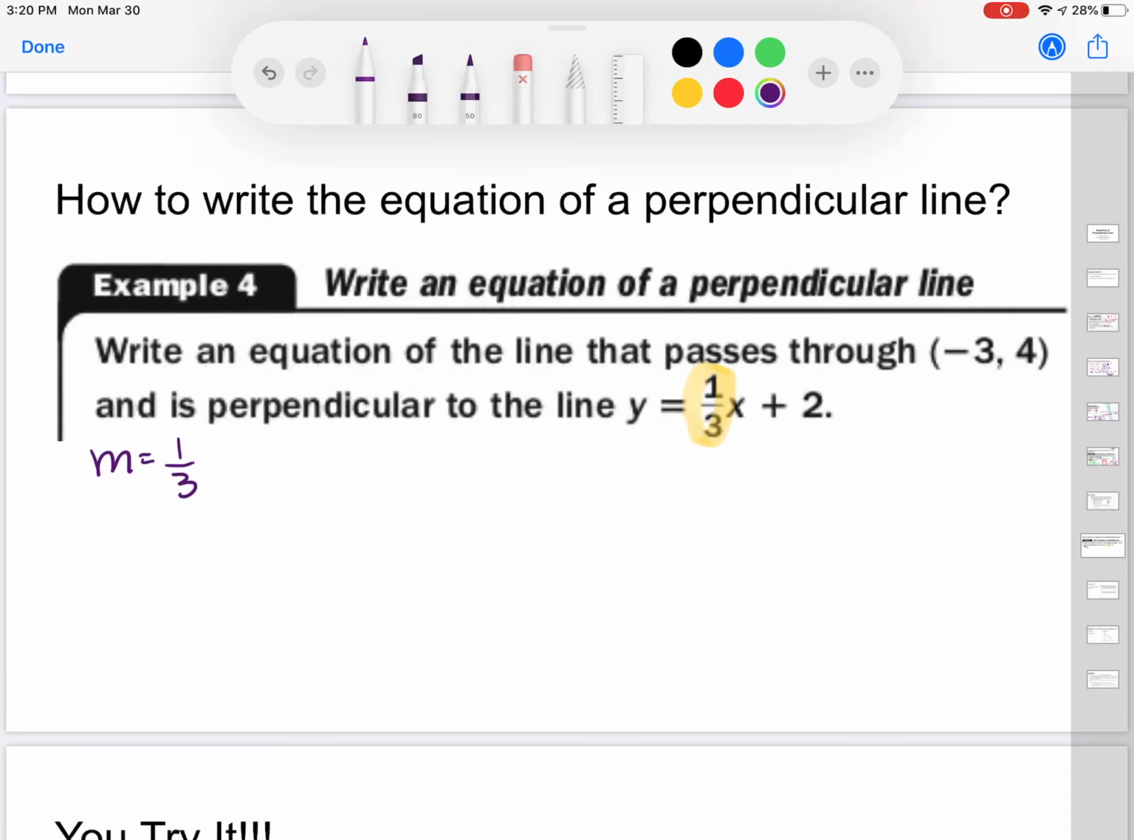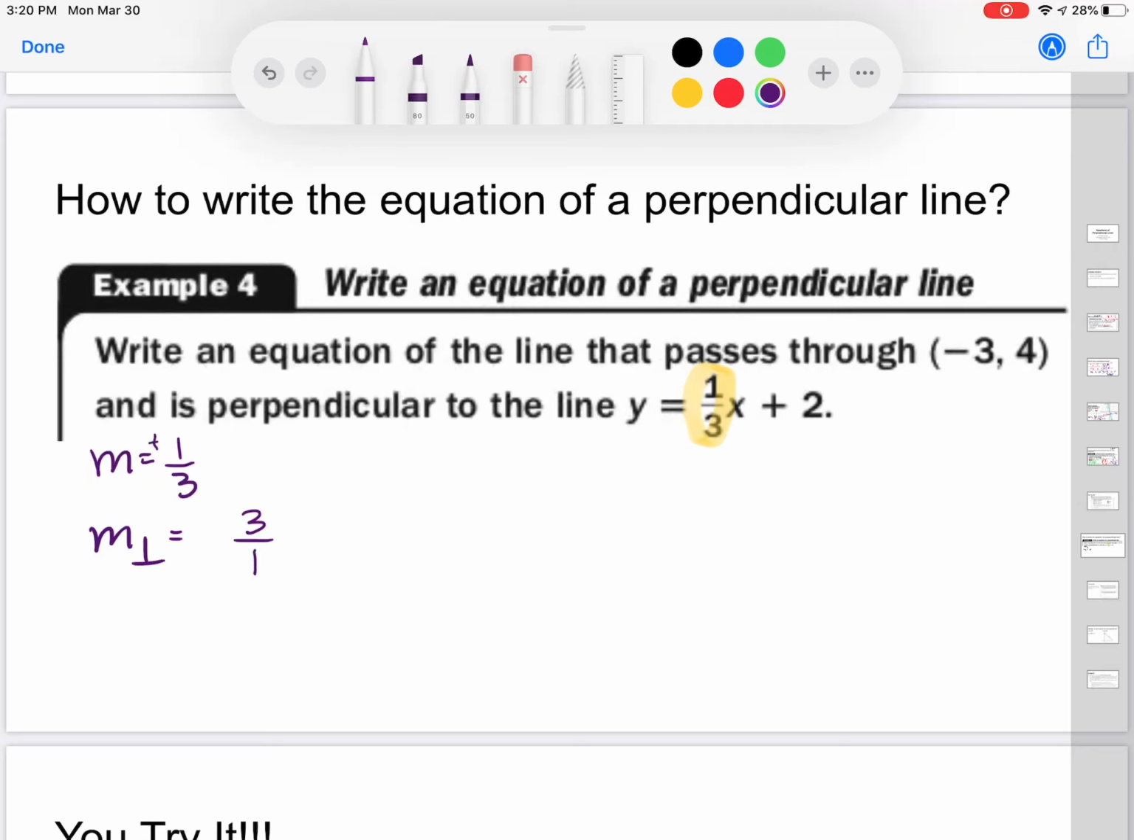Okay? So first I want to write the perpendicular slope. Now the perpendicular slope to 1/3 would be the opposite reciprocal. So I want to take that m equals 1/3 and flip it over. That means the bottom number goes on top, and the top number goes on bottom.